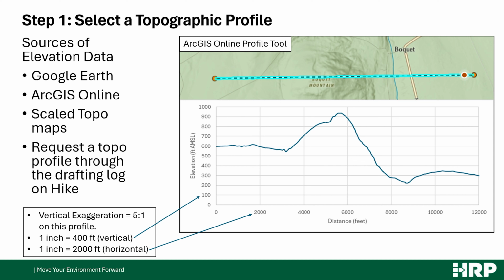You can also do this by hand using a scaled topographic USGS map. Draw a straight line with a ruler and note where all of your lines of topography cross or intersect that line, and then you can plot that on a piece of graph paper, and that would also generate your profile. You can also request a topographic profile through the drafting log on Hike.